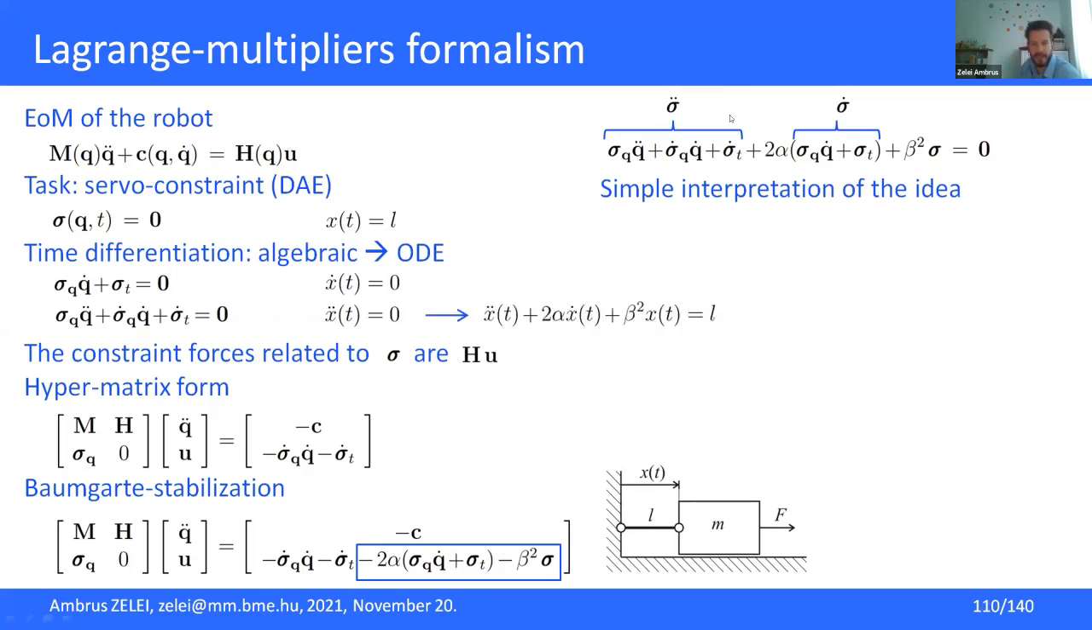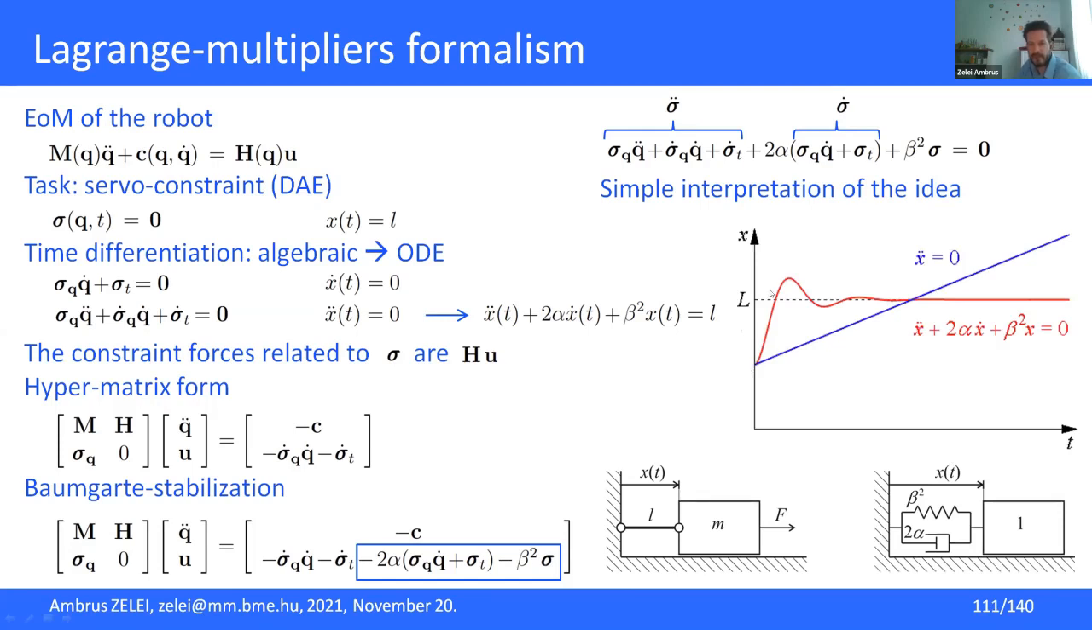But after we add these terms, so I have 2 alpha times the first derivative of the constraint equation, which is this, so 2 alpha times x dot plus beta squared times x minus L, sorry, a beta missing in the right-hand side. But we will see that this will be some equation of which the motion is the red one.